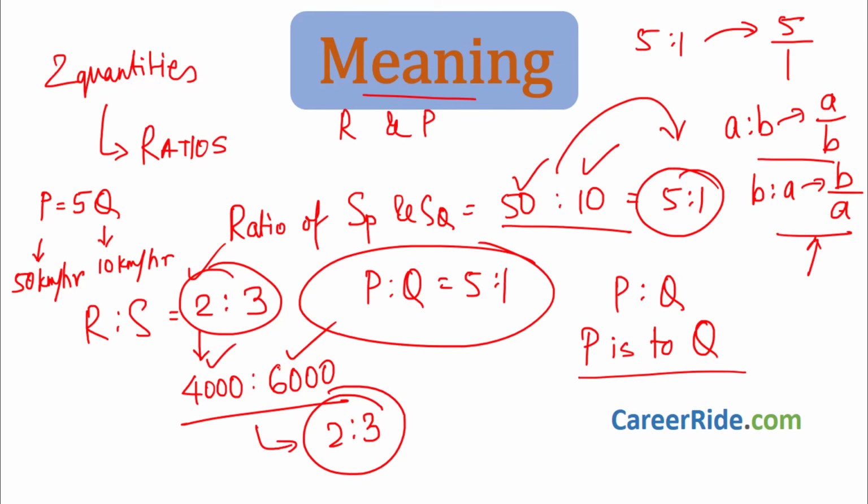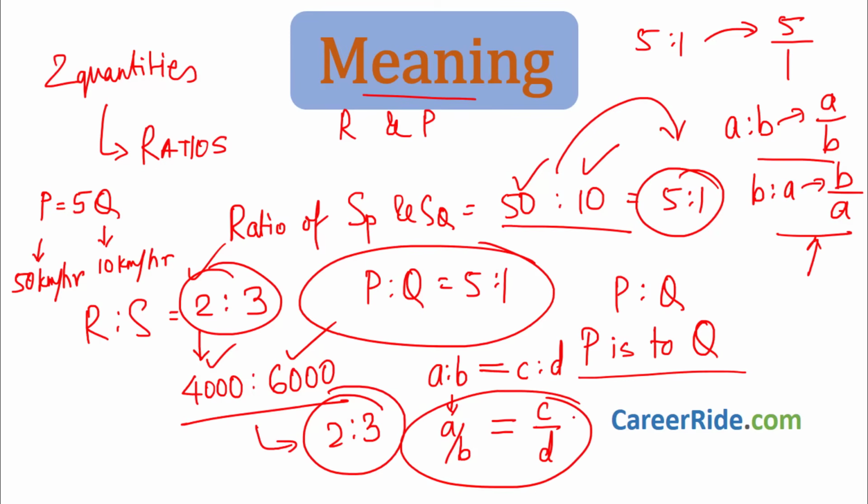Now, what is the meaning of proportion? Whenever we compare two ratios or equate two ratios, we call it as proportion. So if say we have two ratios, A is to B and C is to D, and when we equate these two, A is to B can be written as A upon B, C is to D can be written as C upon D. When we equate these two ratios, we call it proportion, okay?